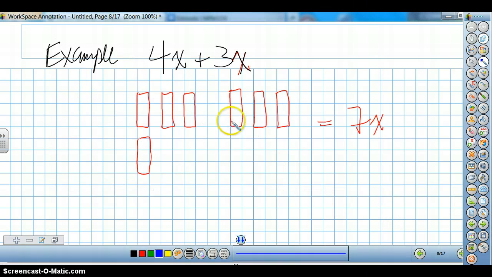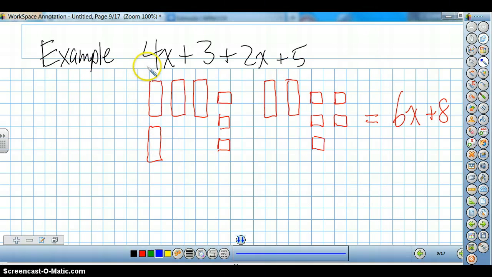Let's take a look at some examples. If I have 4x, this means I have 4 red skinny tiles, and I'm adding 3x, and that's 3 red skinny tiles. I end up with 7 red skinny tiles altogether, so this expression would equal 7x.